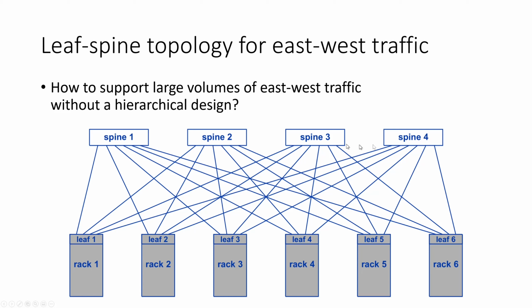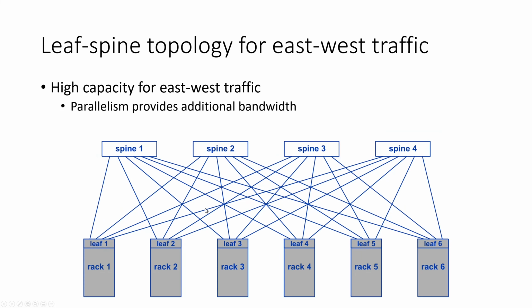Here we have 4 switches in the spine layer. So the top of rack switch has 4 upstream links, 1 link to each spine. This is repeated for all top of rack switches. This topology allows us to communicate between servers in different racks across different spine switches. One advantage is that this parallelism provides additional bandwidth.